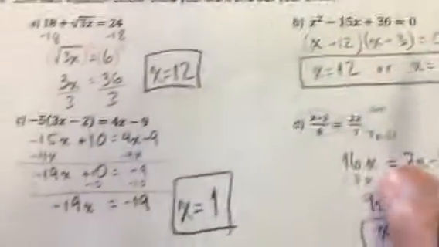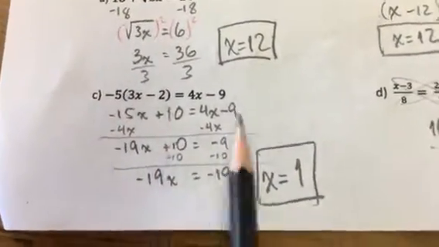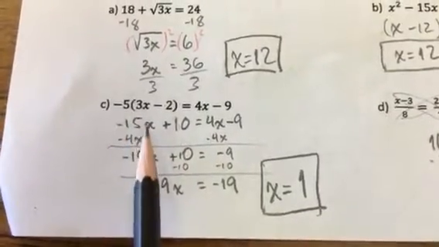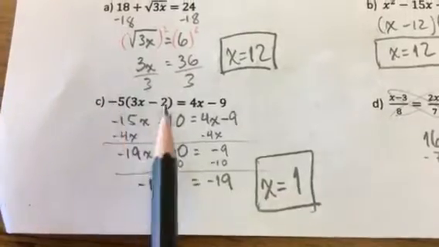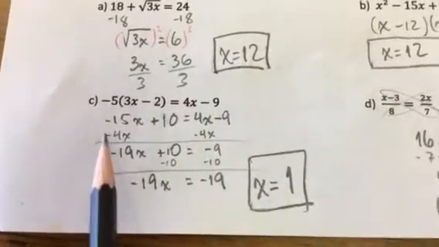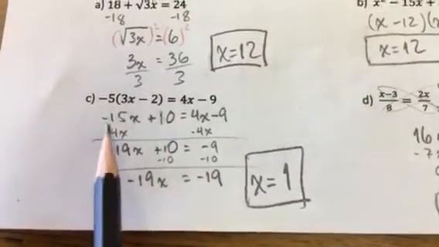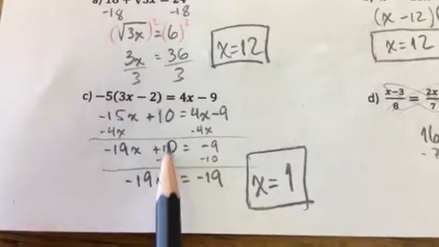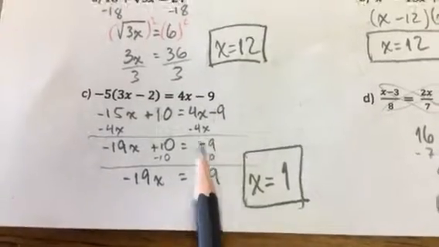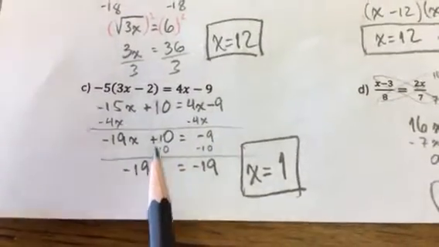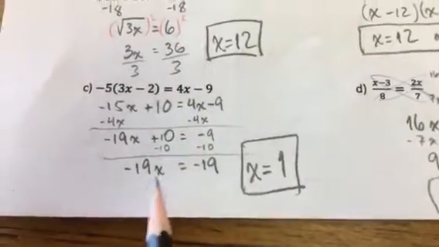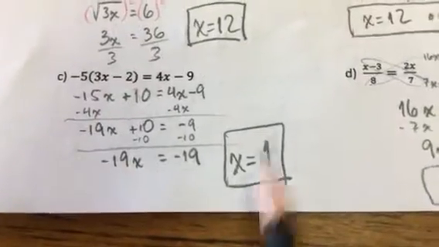Next problem is a straightforward linear equation to solve. I multiply through with the distributive property. That gives me negative 15x plus 10. Don't forget, negative 5 times negative 2 is positive 10, equals 4x minus 9. Now I'm going to try to get all my x's together. So I'm going to subtract 4x from both sides. That leaves me with negative 19x over here plus 10 equals negative 9. The negative sign follows down. Don't lose that guy. I'm going to subtract 10 from both sides. And that gives me negative 19 over here. Negative 19x equals negative 19. That means x equals 1.